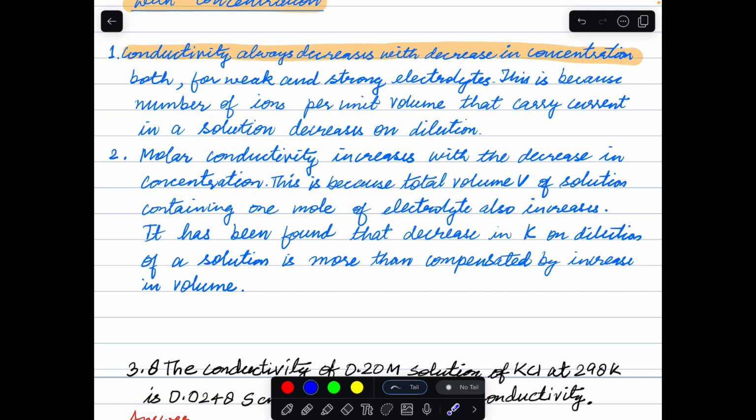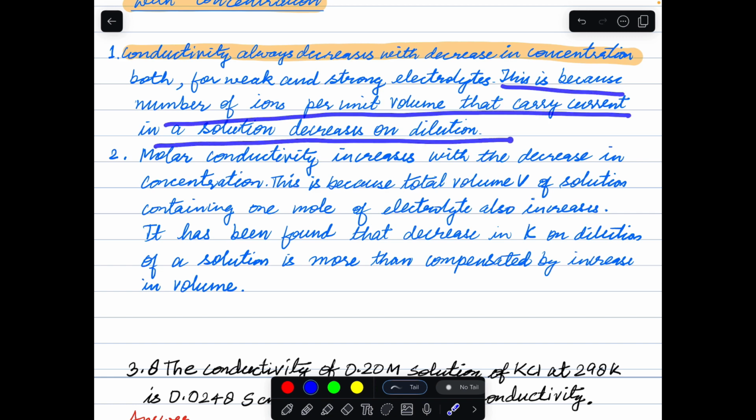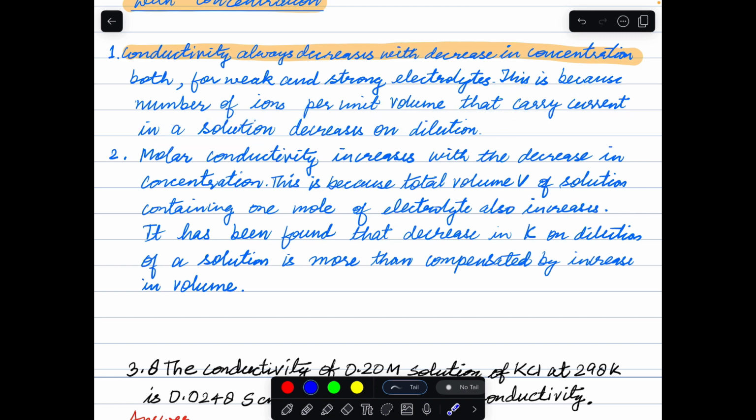Why? Because when we decrease concentration, the number of ions of a specific type will also decrease, and current is carried by charged particles, which are ions. So if we are decreasing the concentration, we are also reducing the number of ions produced in the solution, therefore conductivity will decrease. This is because the number of ions per unit volume that carry current in a solution decreases on dilution.